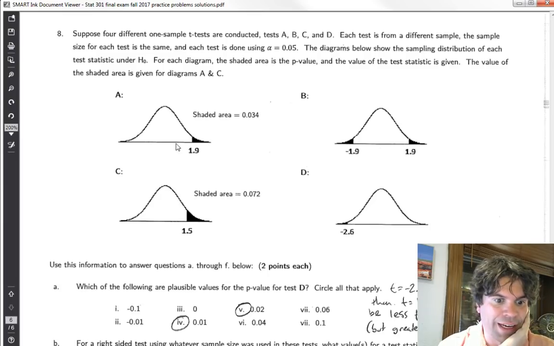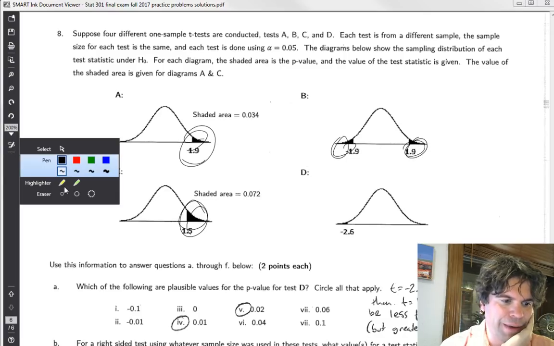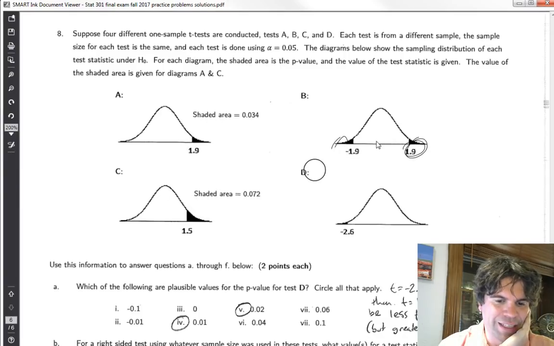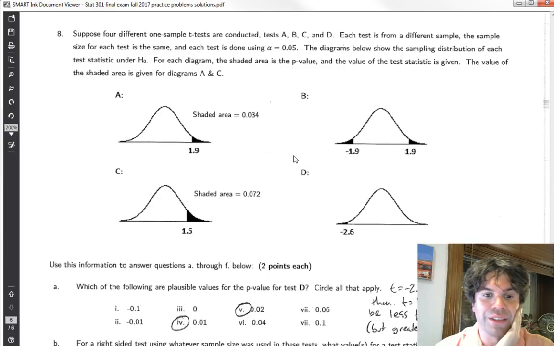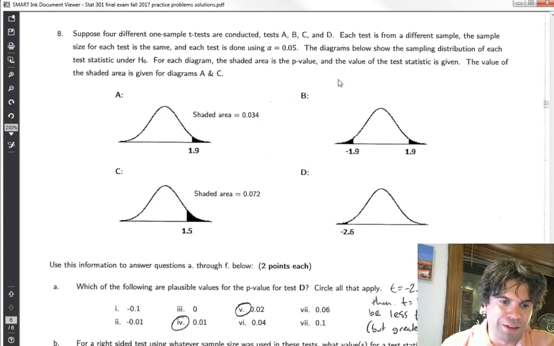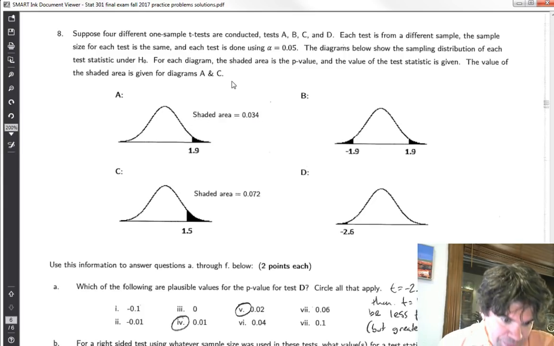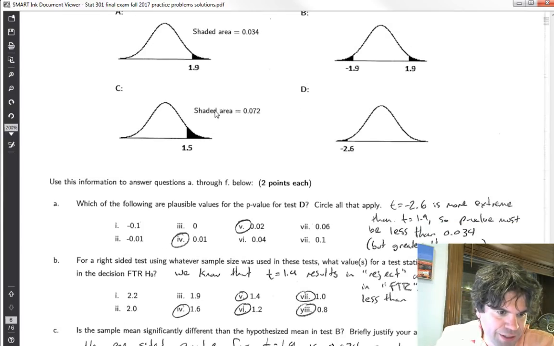Okay, so I got shaded areas, shaded areas, shaded areas, shaded areas. I didn't realize my pen was on. Let me erase that. I got some shaded areas, and those are all p-values. And then the value of the test statistic is given. Well, the p-value is the area in the tail of the curve next to the test statistic. And then we've also given the values of these shaded areas. So shaded area equals, you can read that as p-value equals.